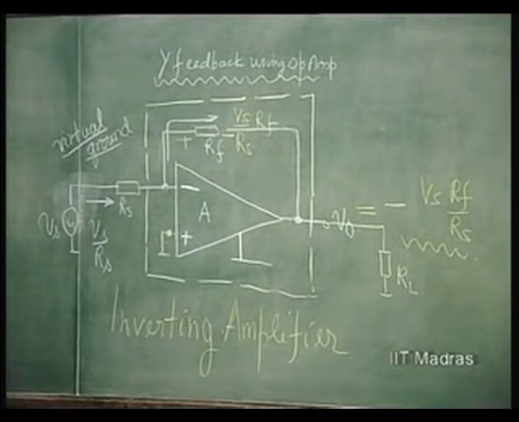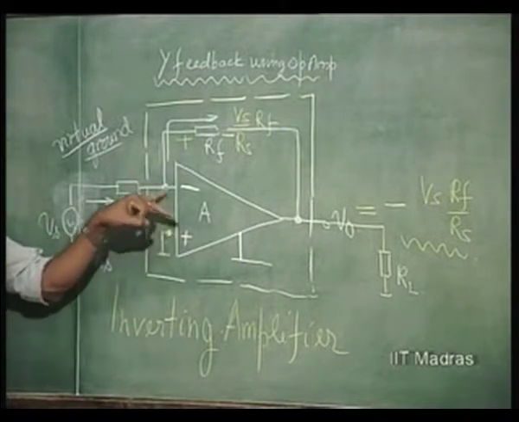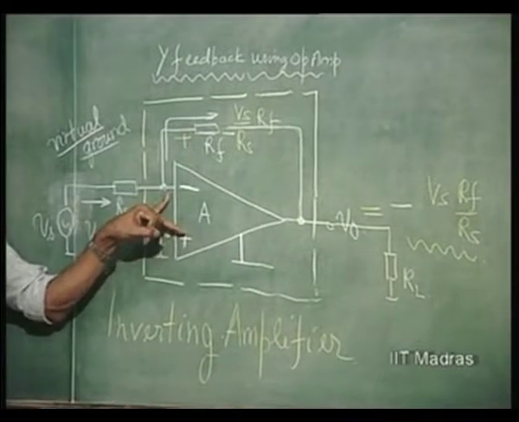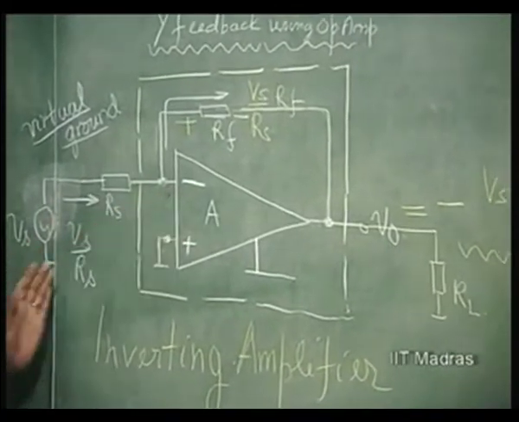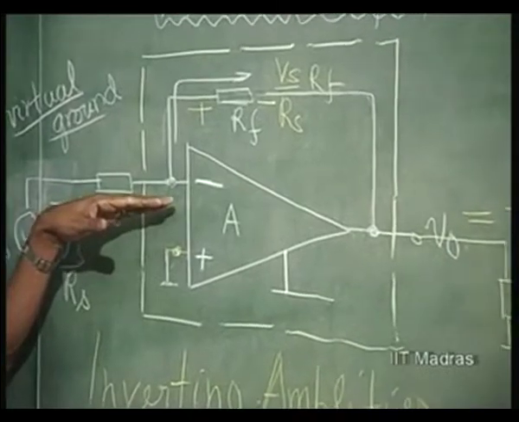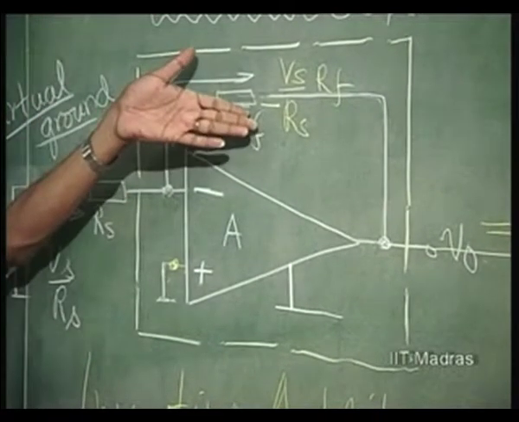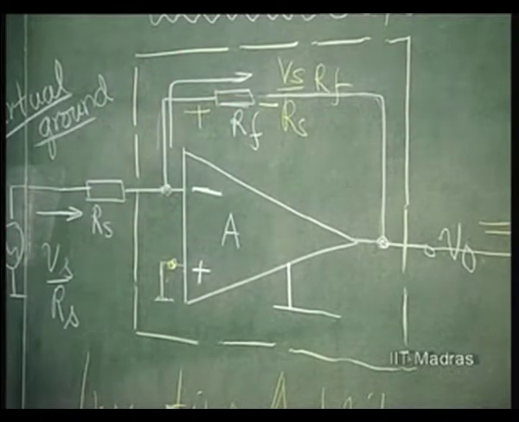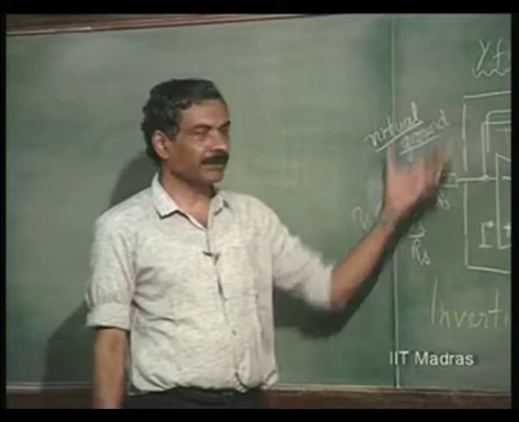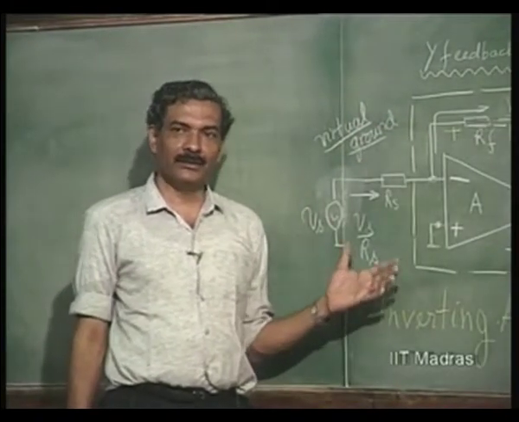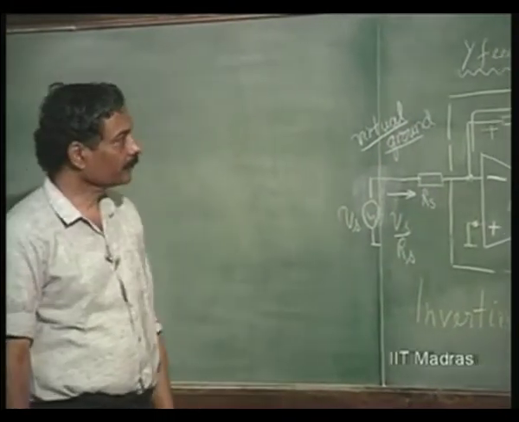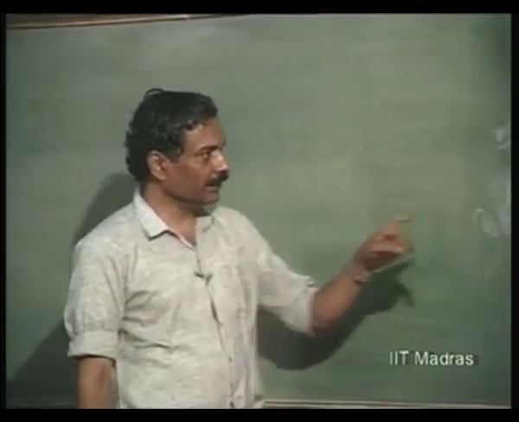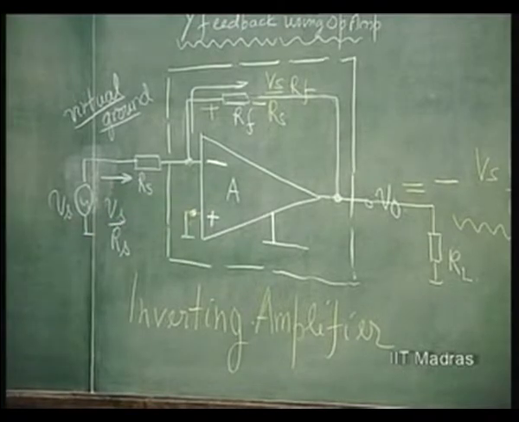So, the basic concept here that is to be highlighted is that this point is always at virtual ground. That means, this is a current summation point. Any number of currents can be added here, and all those currents will be pumped into the feedback network. So, this concept is very useful in a variety of applications of converting current into voltage. We will see this later. But now, suppose this is not infinity, then what happens to this?